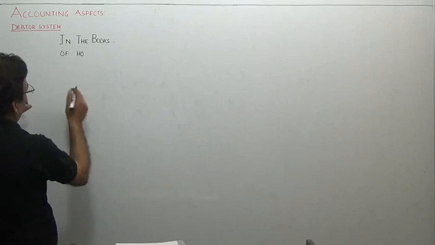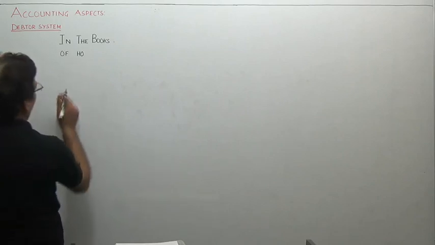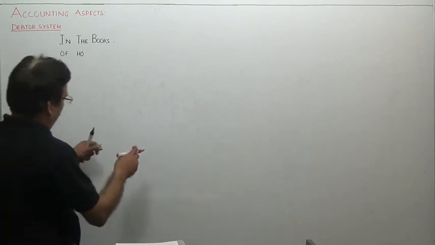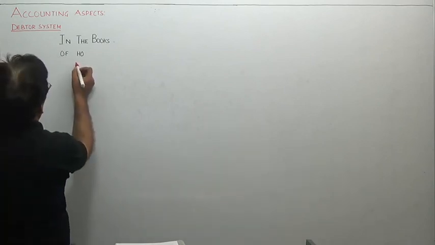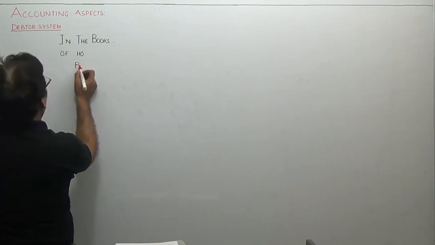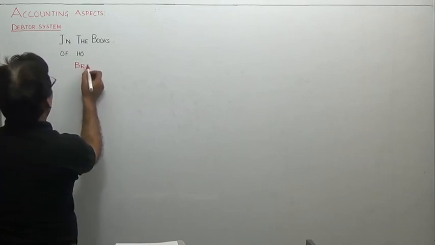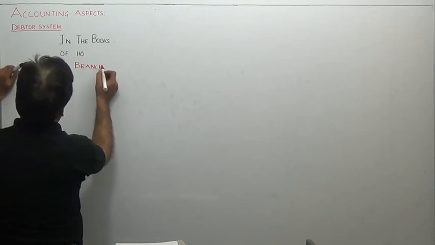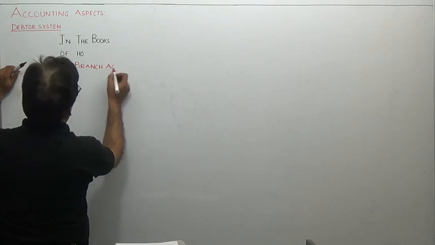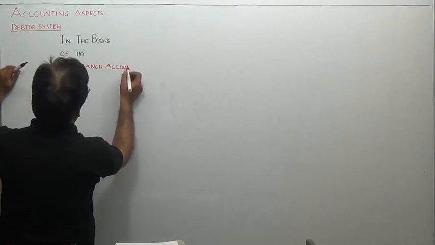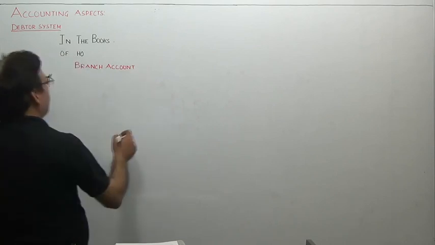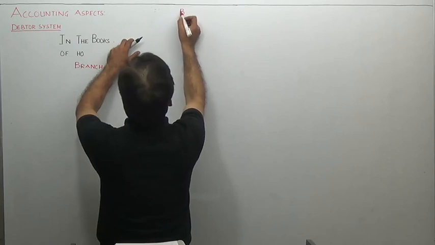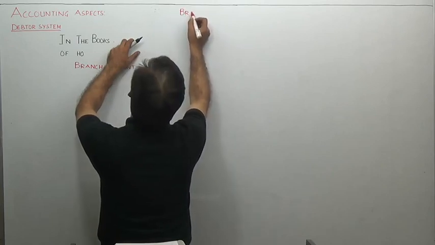We have also seen that head office in its books is going to prepare the branch account and the branch debtors account. So I will write branch account. Head office will prepare the branch account. Besides the branch account, branch debtors are also prepared. So we are going to write now branch debtors.